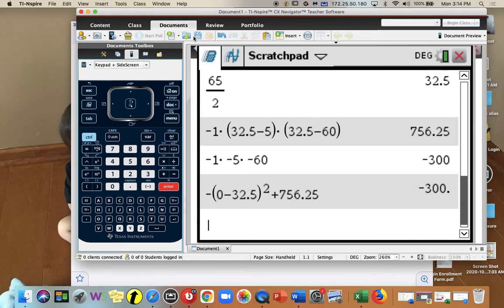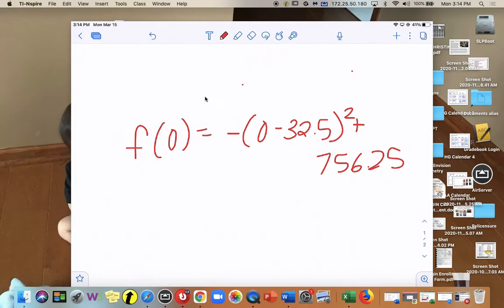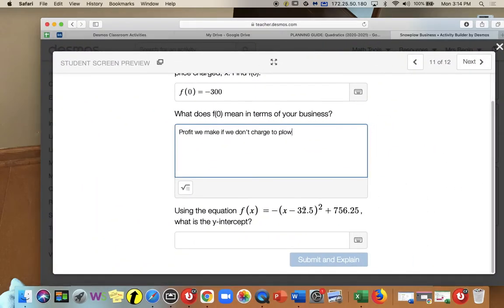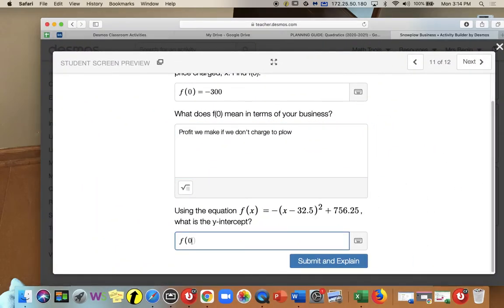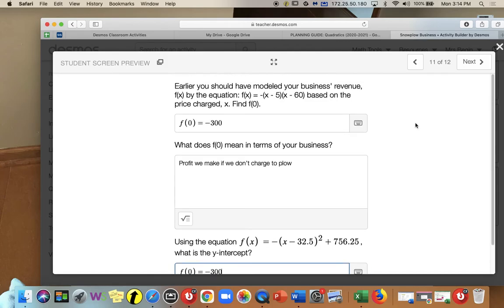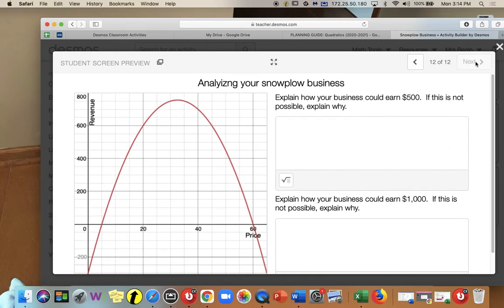It's just a different form. It's vertex form versus intercept form. So we get the same thing. We still get negative 300. f of 0 is still negative 300, because it's the same equation. Well, it's not the same form, right? It's the same function, but one's in intercept form and one is in vertex form. But it's the same numbers.